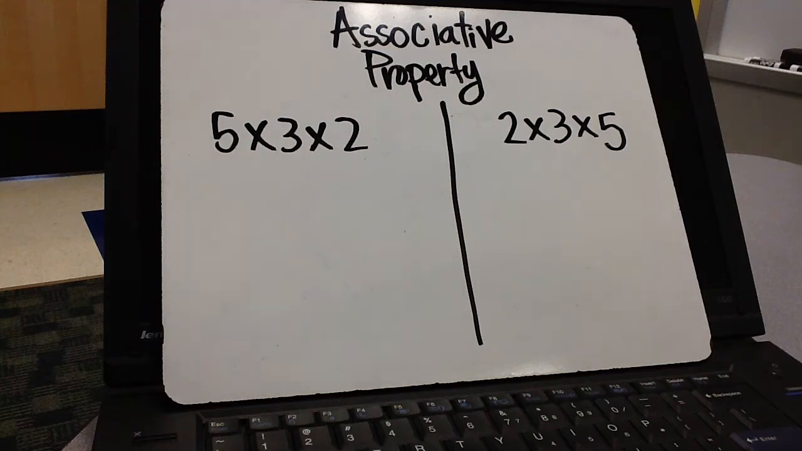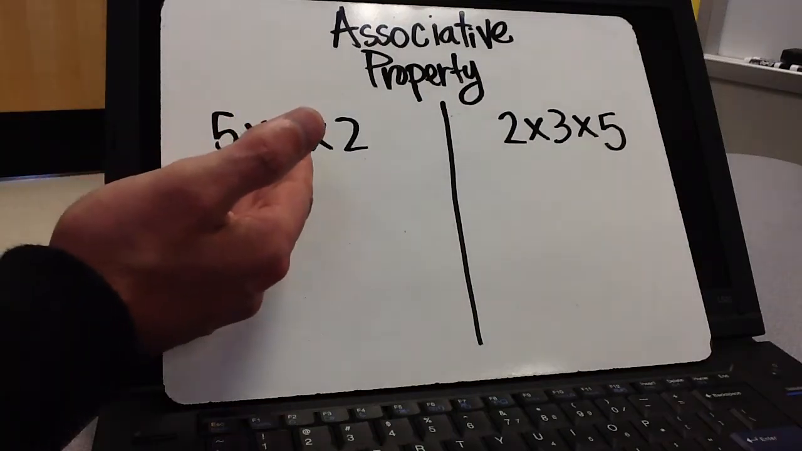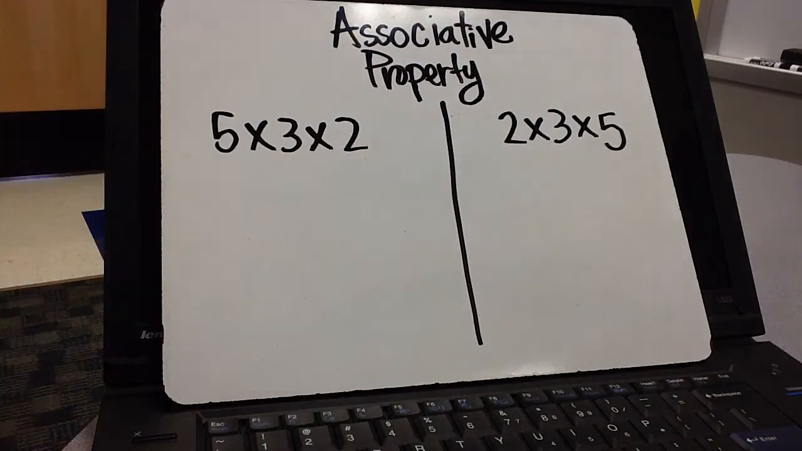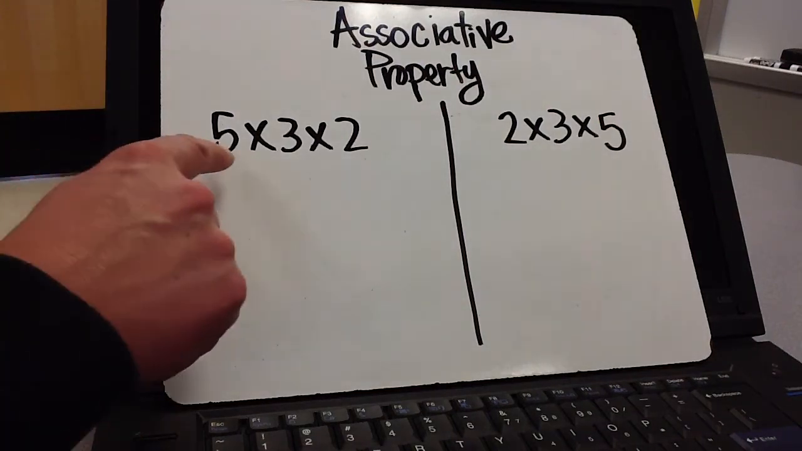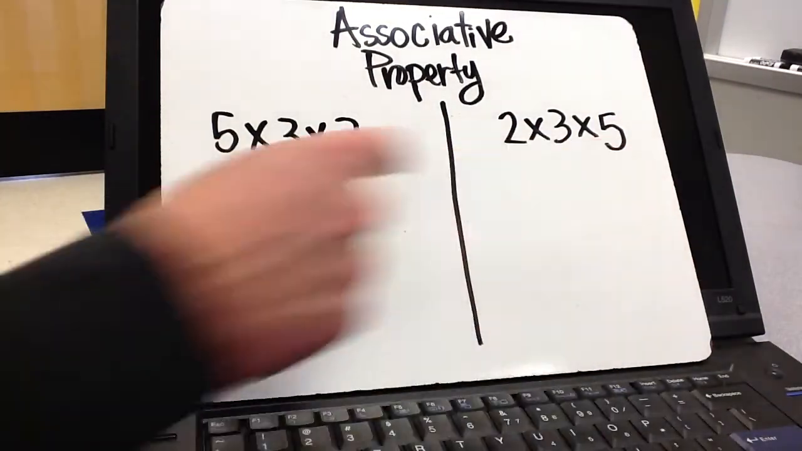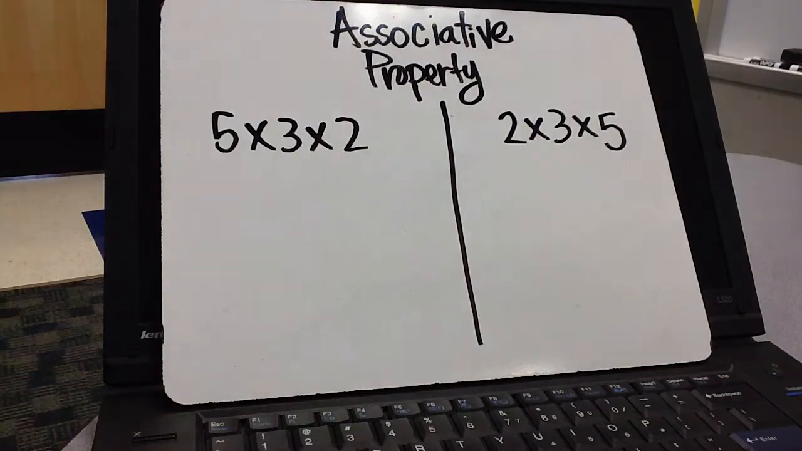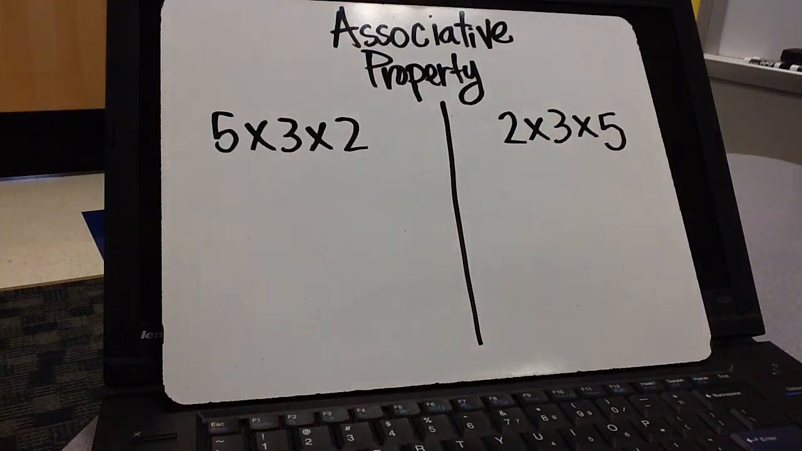Today what I'm going to do is discuss with you the associative property. So here with the associative property, I have the equation 5 times 3 times 2 and 2 times 3 times 5. You can see that in this equation, all of the factors are the same. There's a factor of 5, there's a factor of 3, and there's a factor of 2 in all of my equations.